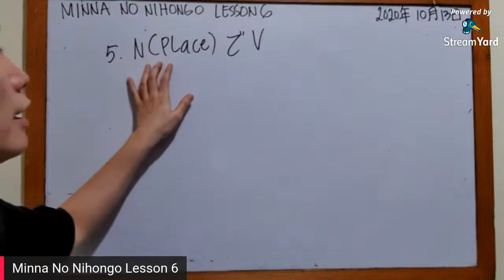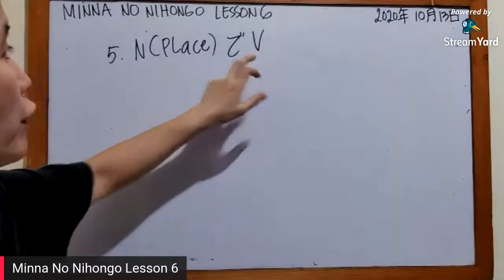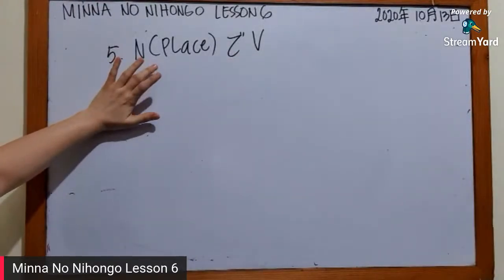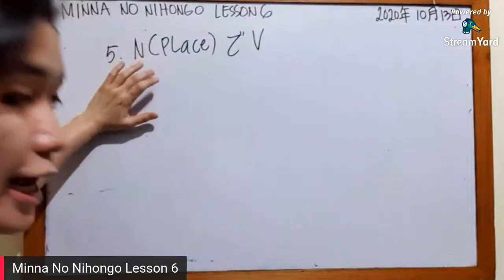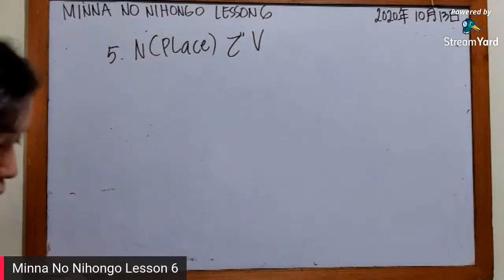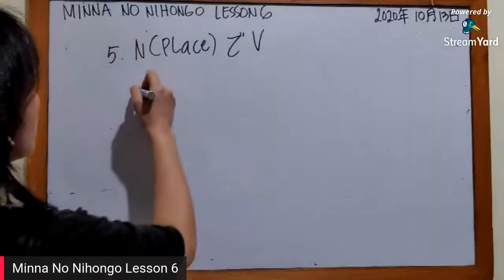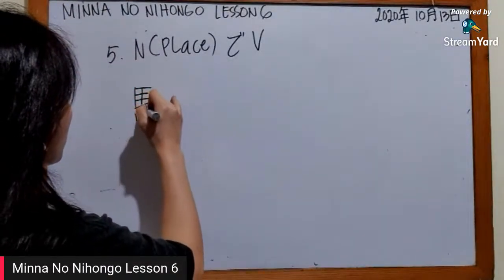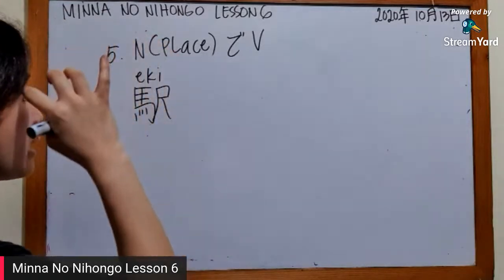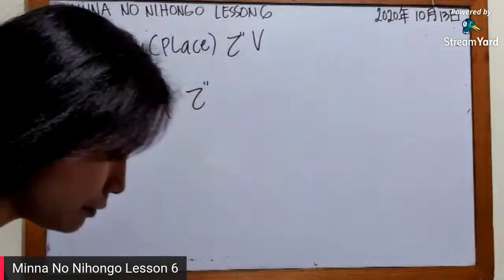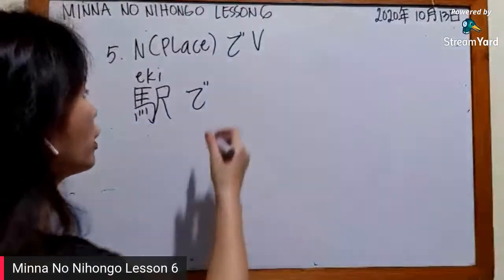This is the noun, and this is our particle de, and V for verb. So meaning to say, you will put a place in here. For example, eki de. Eki is station, right? Eki de shinbun o kaimasu.